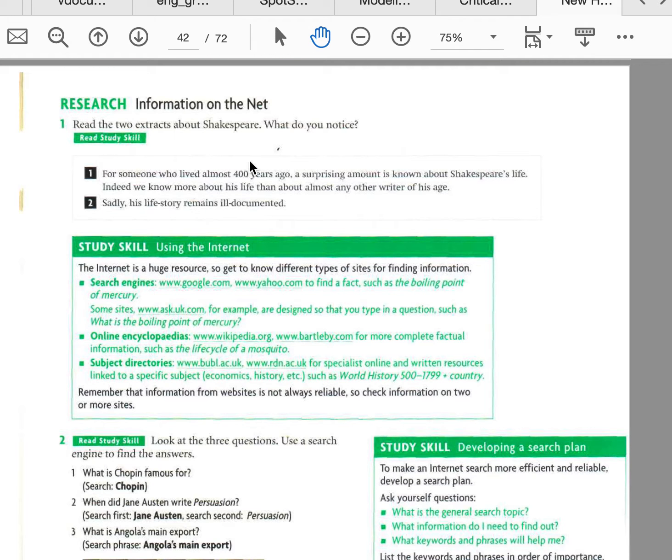Now we have the second part of this unit: research, information on the net. Number 1: read the 2 extracts about Shakespeare. What do you notice? So we have these 2 extracts. Let's read them and see what the difference between them is. For someone who lived almost 400 years ago, a surprising amount is known about Shakespeare's life. Indeed, we know more about his life than about almost any other writer of his age. That's the first opinion. Second opinion: sadly, his life story remains ill documented. So we can see the contrast between these 2 references. Someone says we have so much information about him, and the other says no, we still don't have much information about him. That's the contradiction you can find in different sources on the net.